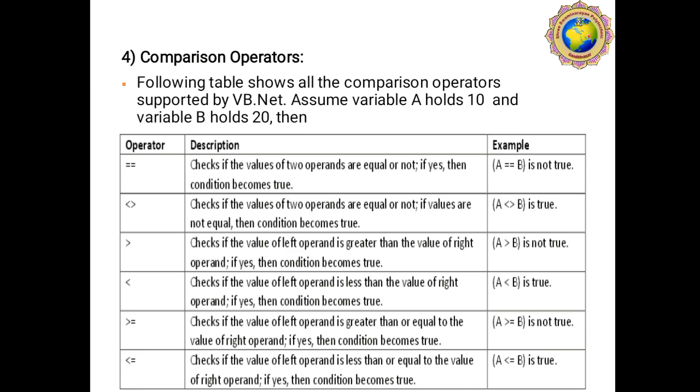Then less than or equal, greater than or equal. So for greater than or equal, if the value of left operand is greater than or equal to the value of right operand and the condition is satisfied, then the condition becomes true. It works the same way for less than or equal: check if the value of left operand is less than or equal to the value of right operand. If yes, then the condition becomes true.